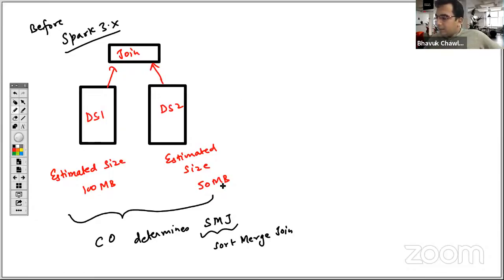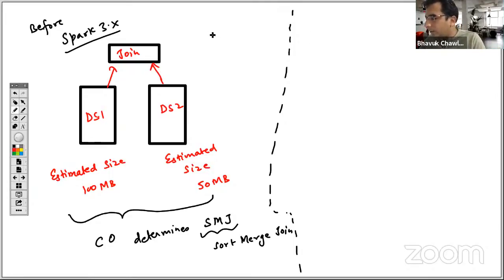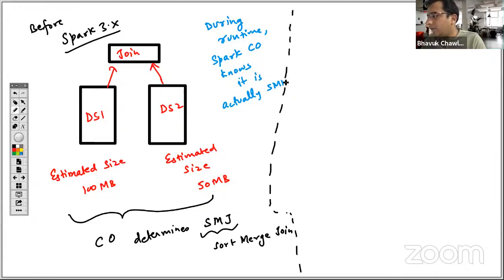Now, this is a wrong estimate. Actually, the data in the table is maybe around 3 MB or 5 MB, so it is very small data. The actual size differs from the estimate, but we only got to know during runtime. During runtime, the Spark Catalyst Optimizer now knows it is actually 5 MB and not 50 MB, but it cannot do anything right now.